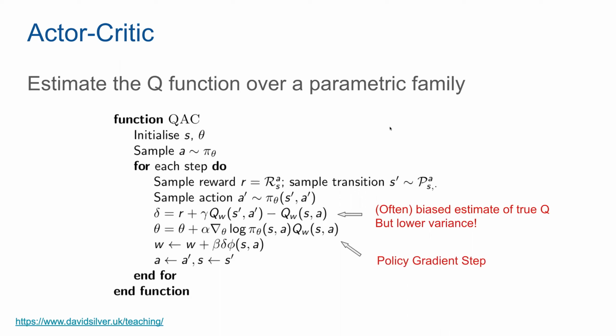And then the next line is the standard policy gradient step that we saw in the previous slide as well. But now, instead of taking this Monte Carlo estimate of the Q value at each state-action pair, we take the prediction of this model that we're learning. This model of the Q value. Any questions?